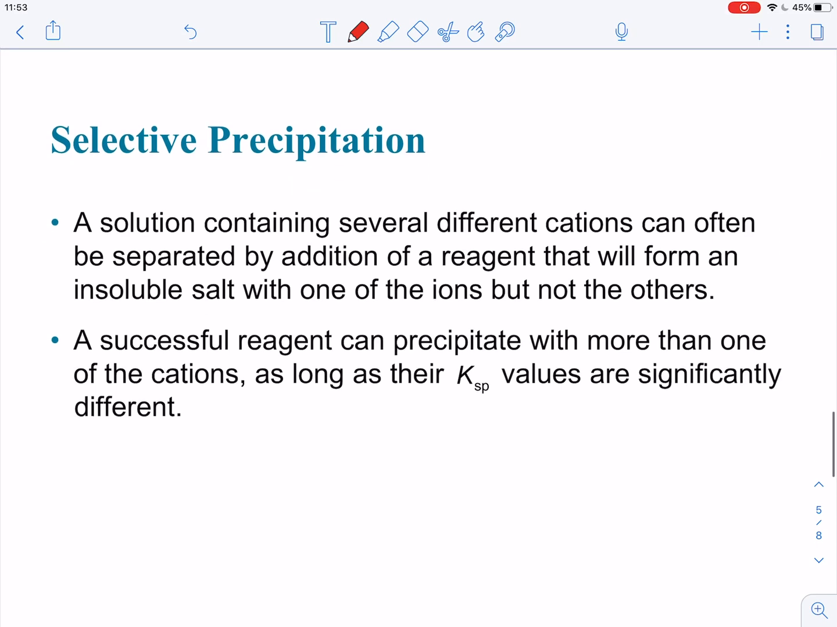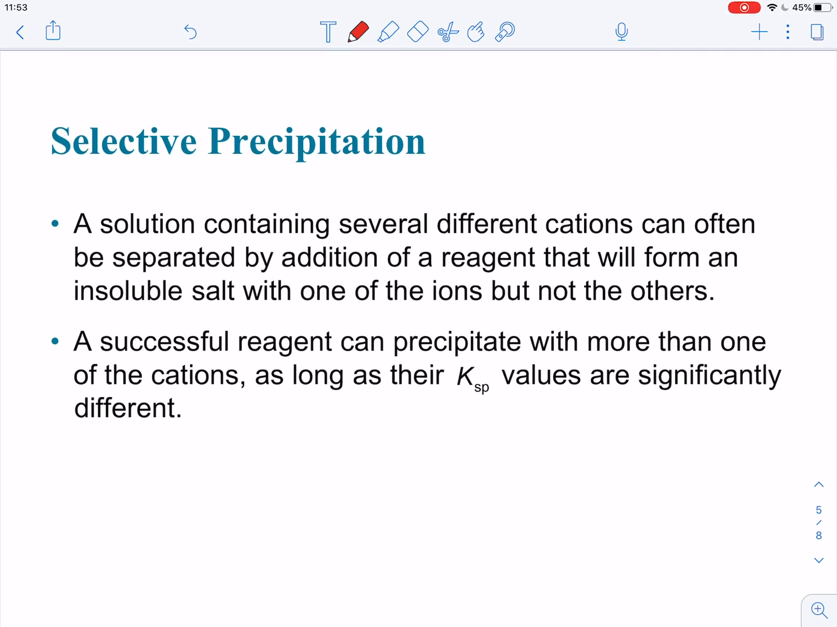Now, one practical application of this is the concept of selective precipitation. Let's say you have different metals, it usually goes for metals, and you want to separate them. You can use selective precipitation. What do you need for that? Well, first, those metals have to produce something that is insoluble. That is not enough. You need to have differences in solubility. If you want to precipitate one but not the other, then the Ksp values have to be significantly different.